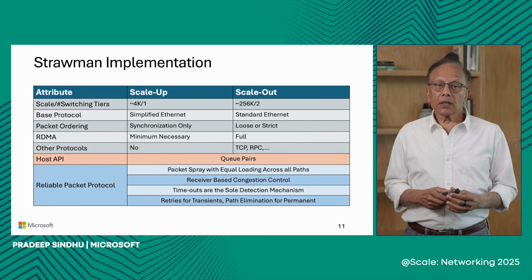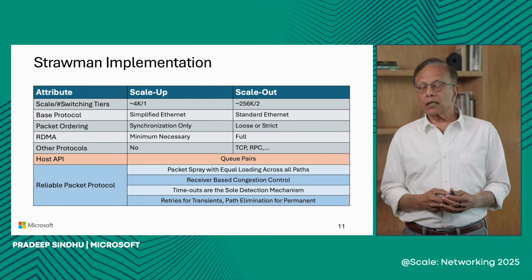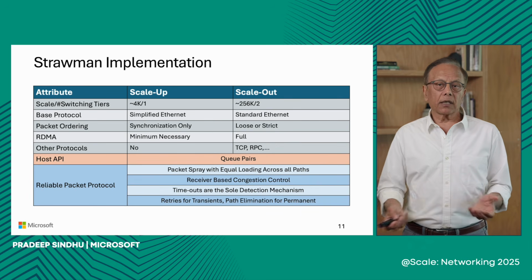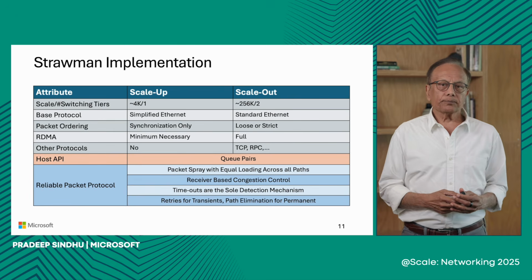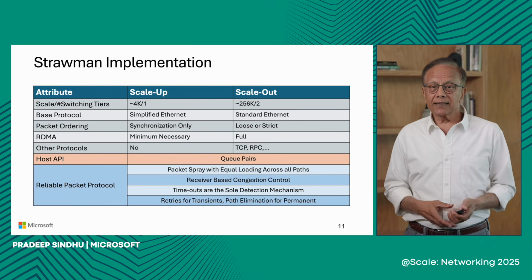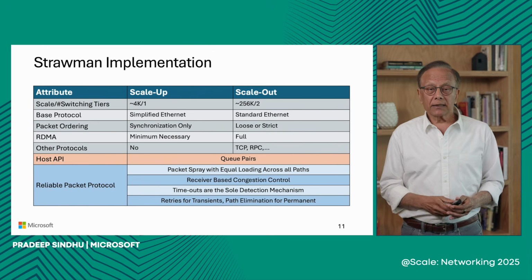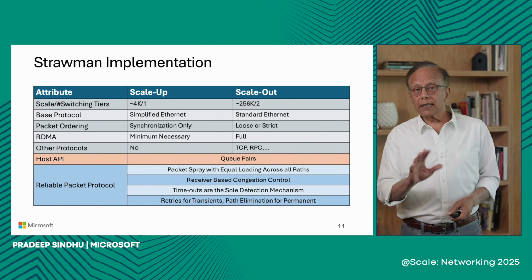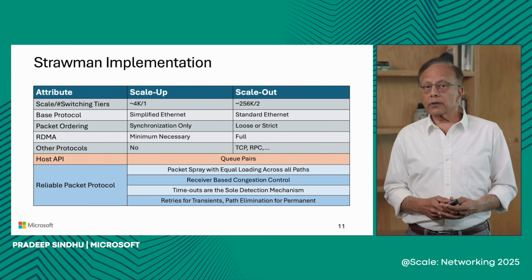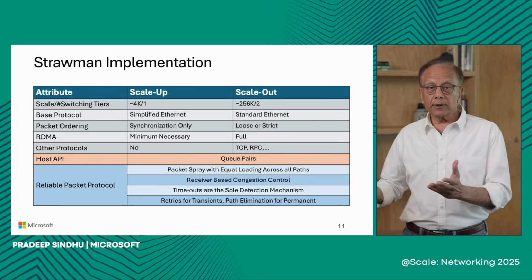For RDMA, for scale-up, we should implement the minimum necessary semantics. For example, RDMA writes alone are probably sufficient to solve the problem. But for scale-out, you might need more full semantics. In terms of other protocols, there's probably no need in the scale-up network, at least visible today. Even though people are trying to provide memory semantics, for example, a pooled memory in the scale-up network, other semantics might be interesting, but that remains to be seen. And for scale-out networks, it would be profitable, I think, to enable other protocols like TCP and RPC.